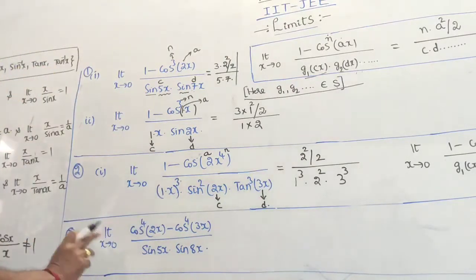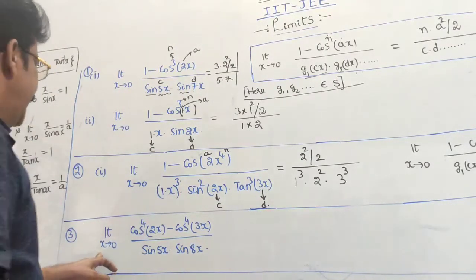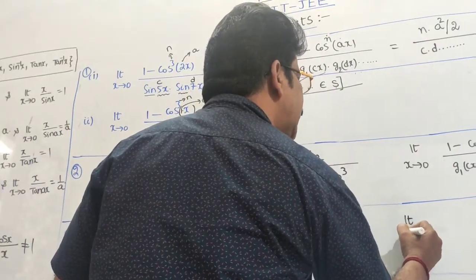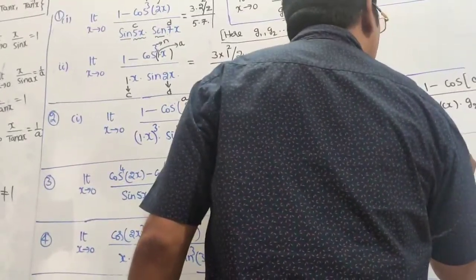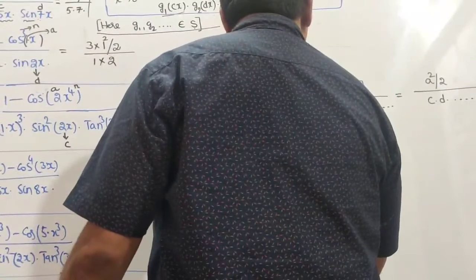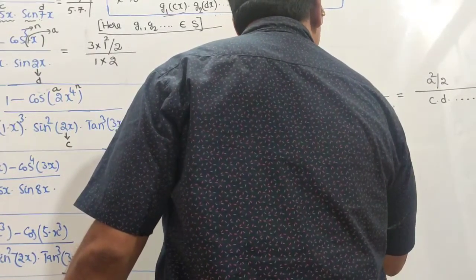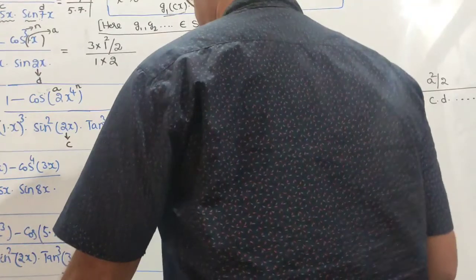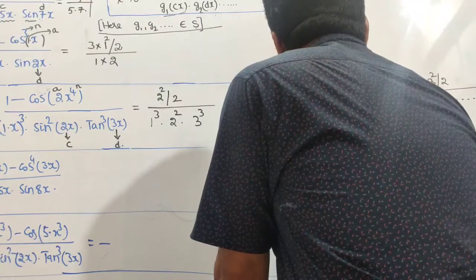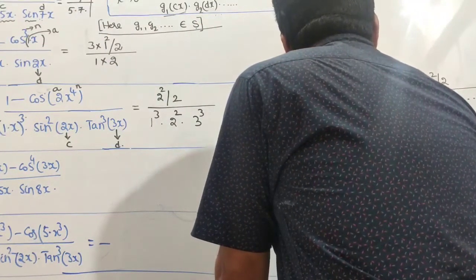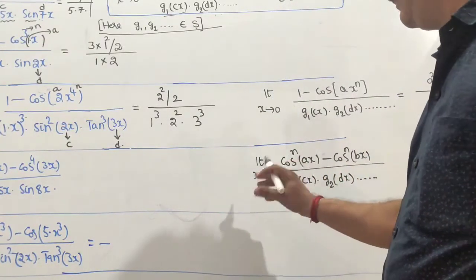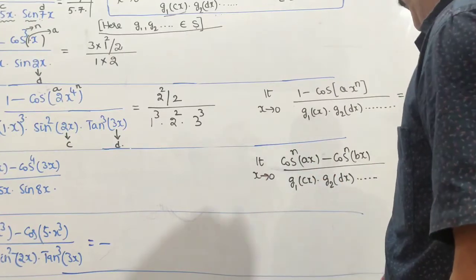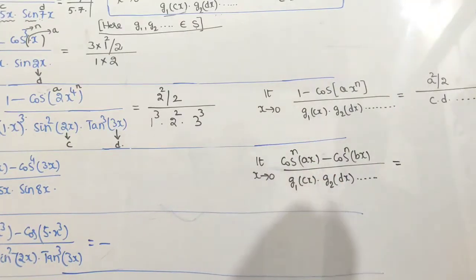Okay. Next shortcut. You come here. Actually, it is limit x tends to 0 of cos to the power of n ax minus cos to the power of n bx divided by the same z1 of cx into z2 of dx and so on, just like that. We will write that many products, as many as the number of products there are. So that is equal to n.